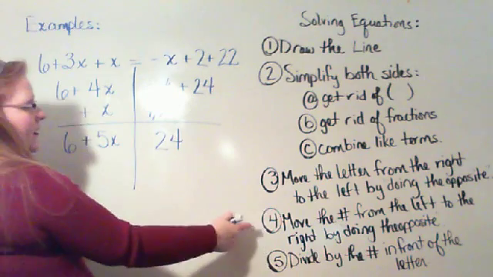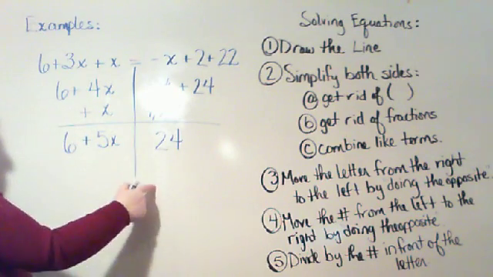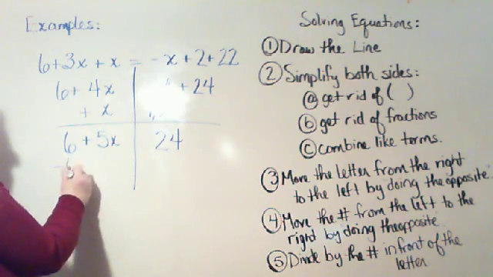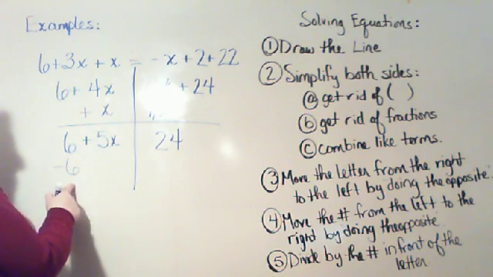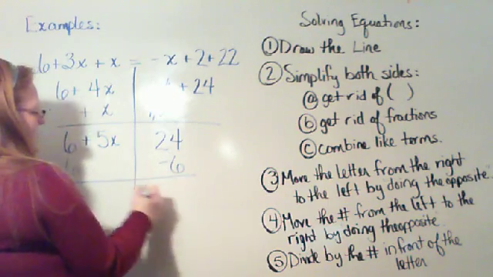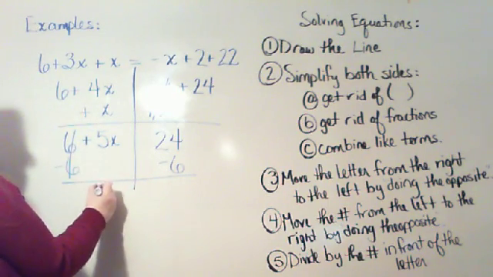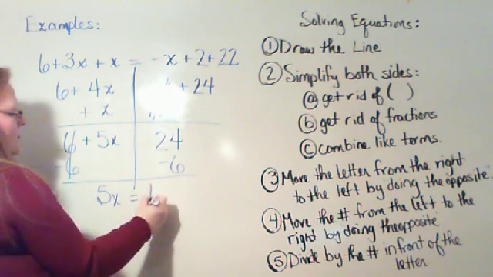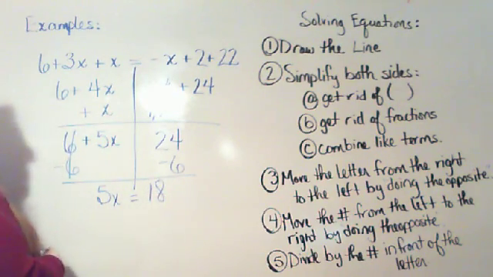Now I need to move my number from the left-hand side to the right-hand side. Over here, it's a positive 6. So in order to get rid of it, I'm going to have to subtract 6. If I subtract it on this side, I've got to do it on this side. That's the rule of equations. So 5x is equal to 18. Shuggy ducky.